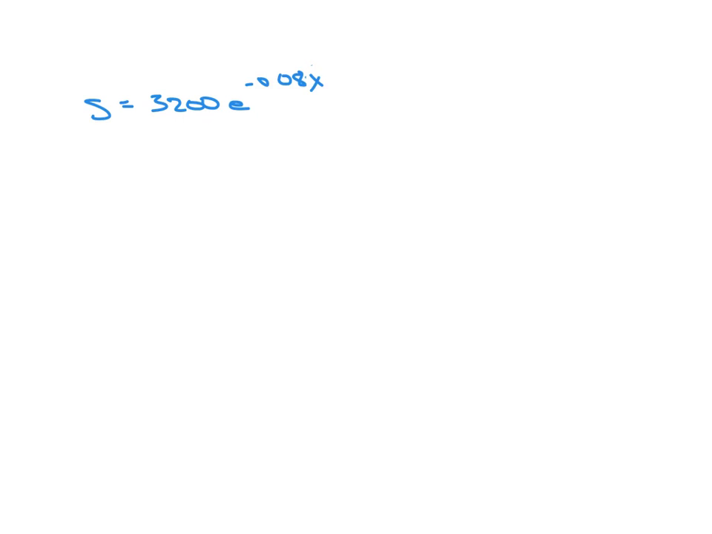Where X is the number of days from the end of the campaign. So if the campaign ended on the 10th of July and it was the 17th, it would be 7 days. That would be your X. For how many days after the campaign ended were the sales at least $1,980? So 1,980 goes right there.